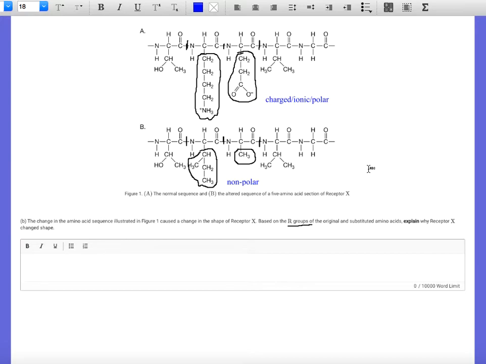So depending on where these R groups want to go, that determines the three-dimensional shape of the protein, which is the tertiary structure, the shape of the protein. So R group interactions lead to protein shape. So different R groups are going to lead to a differently shaped protein.